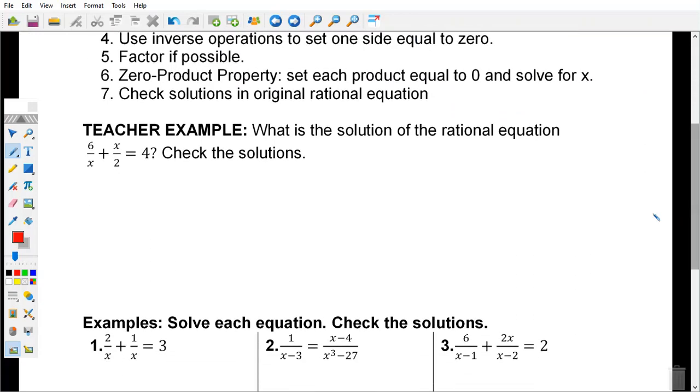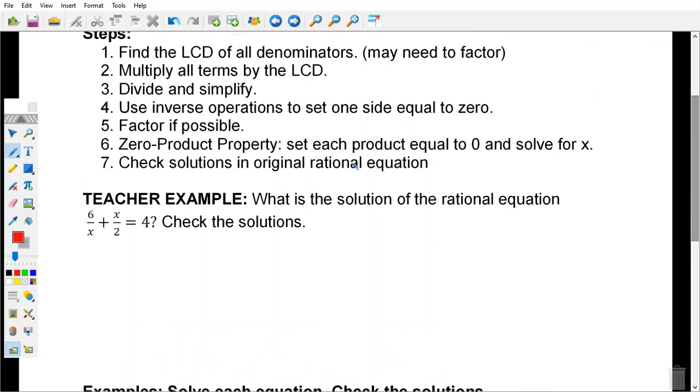So first example we have here is 6 over x plus x over 2 equals 4. Step 1 is for me to identify my LCD. What is my common denominator? It would just be 2x, right? So my LCD would be 2x. That means I'm going to multiply each numerator by what the denominator is missing, so that it's all over one fraction.